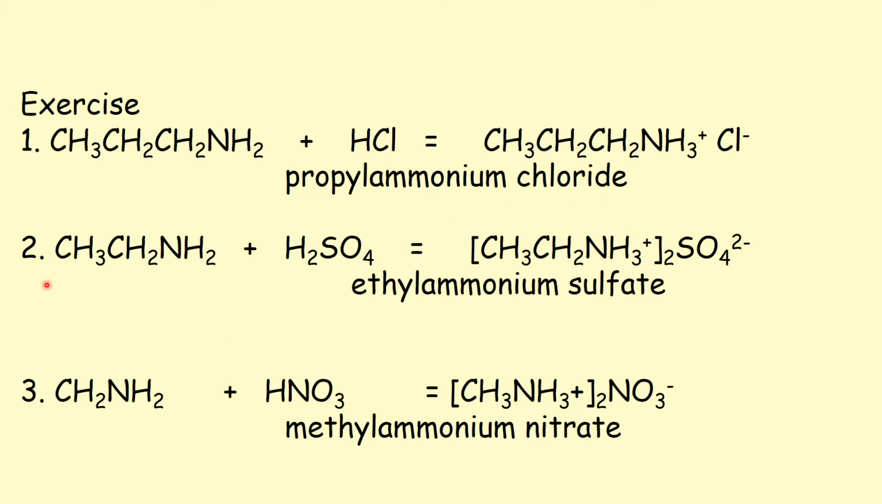Next example was ethylamine plus sulfuric acid, which makes ethyl ammonium sulfate. Now, because sulfates have a 2- charge, it's very important that it's neutral because it's a salt. It's a neutralization reaction. So we have twice of these to make it 2+ of the ammonium.